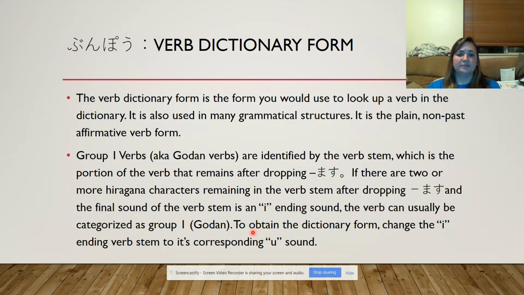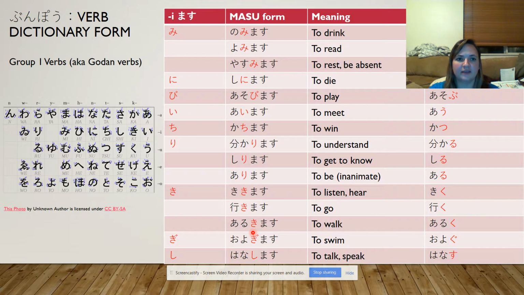And again, to obtain the dictionary form for these kinds of verbs, you have to change that E sound before the mas, where the mas would be, to its corresponding U sound. And again, when we look at the next slide, it will make a little bit more sense for you. So let's take a look. And again, take some notes on this. If you can summarize this better, go ahead and do that because it's a little wordy. But if you want to write it down, you can do that. Let's move on.